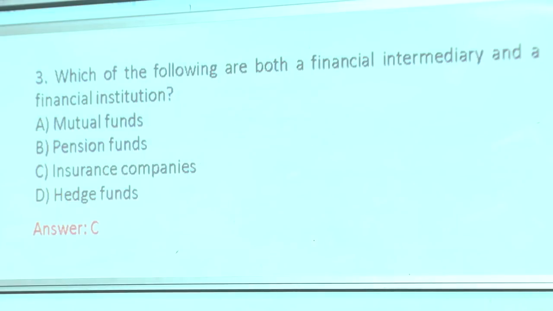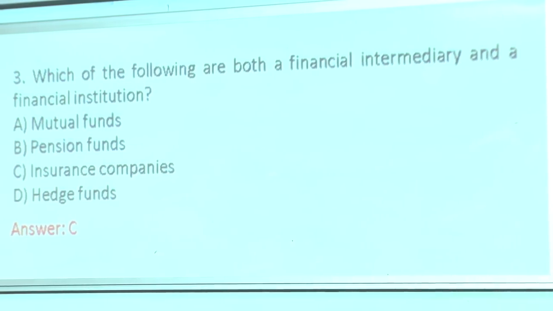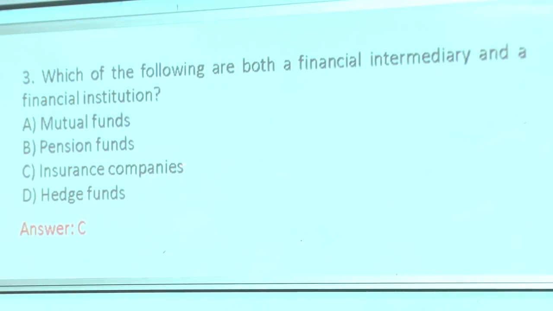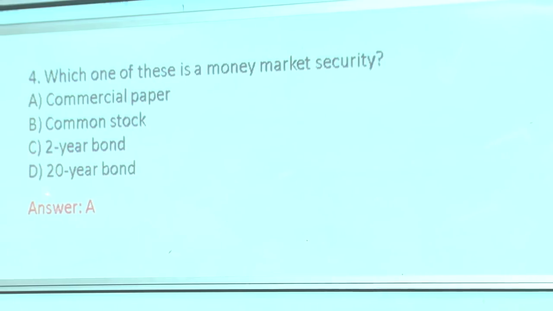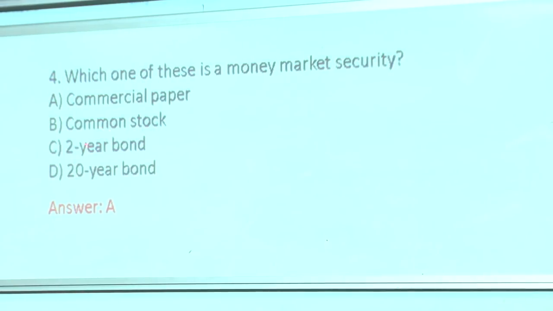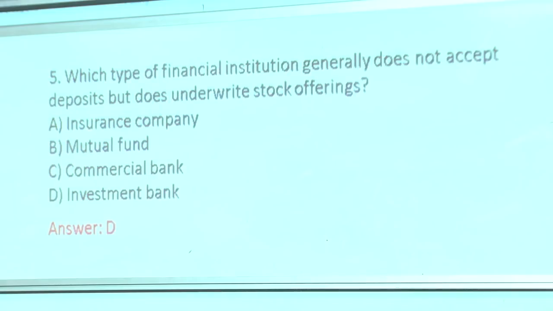Okay. Which of the following are both a financial intermediary and a financial institution? Yeah, insurance companies, commercial banks, investment banks. Okay. Money market, commercial paper. Common stock never matures. They are longer than 1 year. Commercial paper are less than 1 year, right? This type of financial institution generally does not accept deposits, but does underwrite stock offerings. Okay, IBD, right? Investment banks.